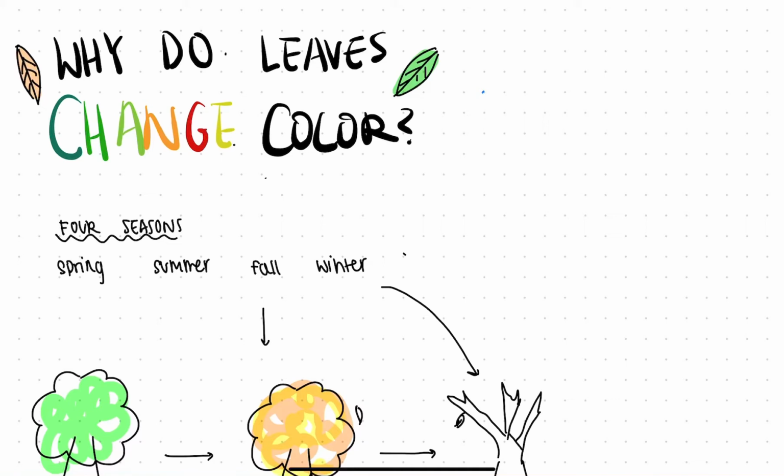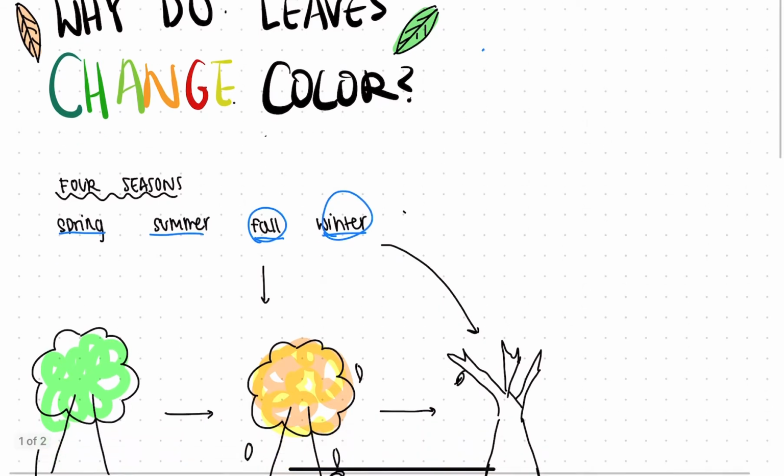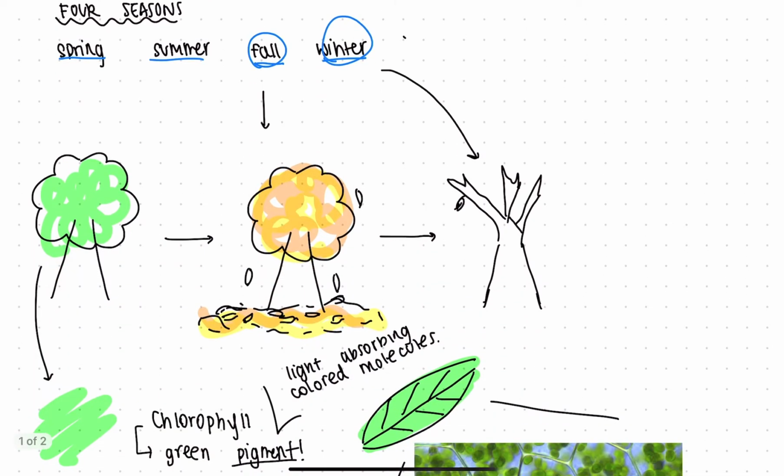Hello everyone. So today we're going to be exploring the idea: why do leaves change color? Now typically we know that there are four seasons: spring, summer, fall, and winter. And today we're going to be specifically focusing on fall and winter. This is because this is the time of the year when the trees change form, when they change color, and when they eventually lose all their leaves.